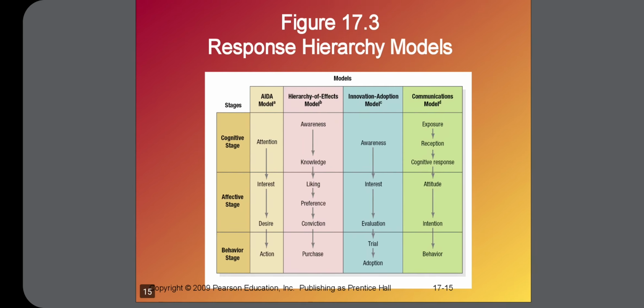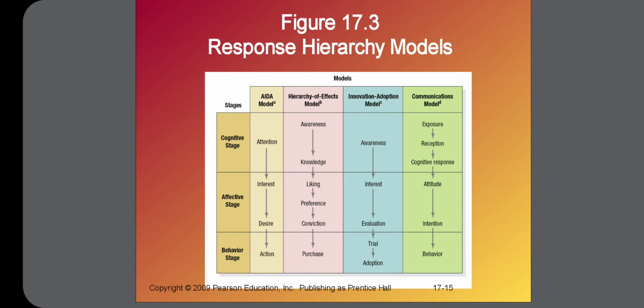Now, response hierarchy models. The cognitive stage, affective stage, and behavior stage, using the AIDA model: attention, interest, desire, action, which I mentioned earlier. In the hierarchy of effects model, when you advertise, you create awareness, then knowledge, liking. Customers may prefer the product, then commit to it, have conviction, and then purchase. For the innovation adoption model: awareness, interest, evaluation, trial, adoption.